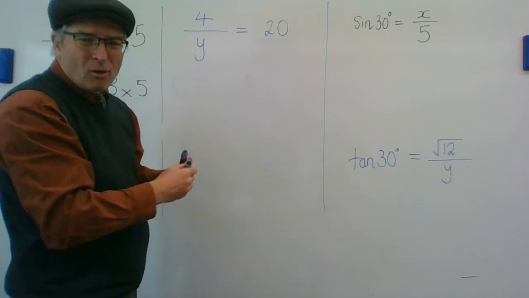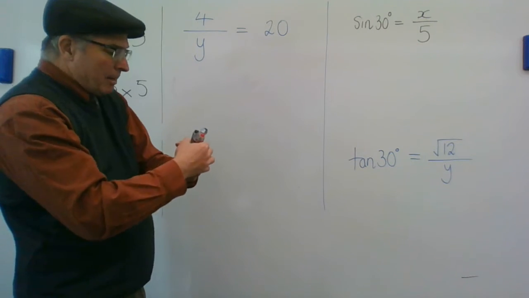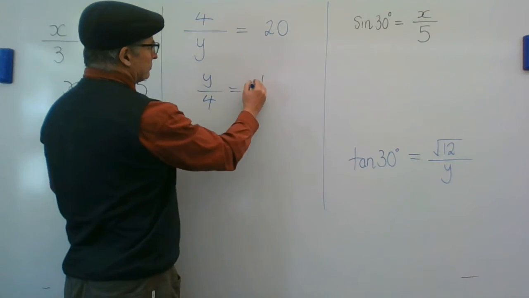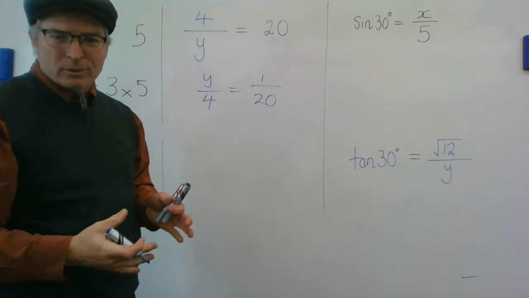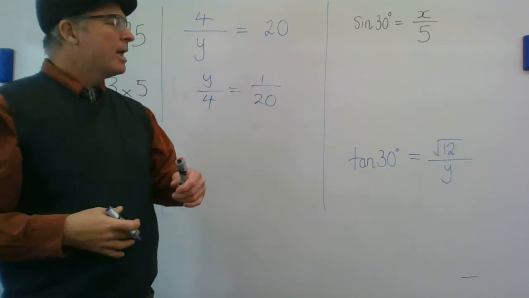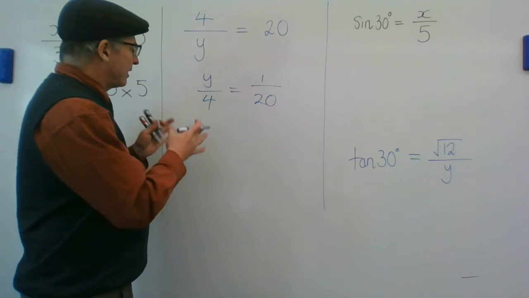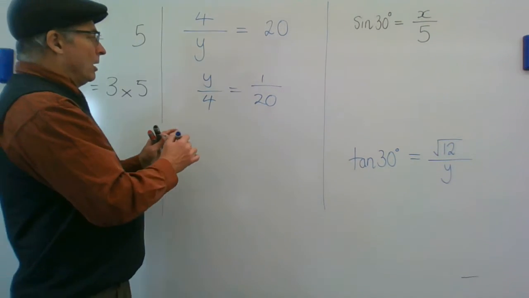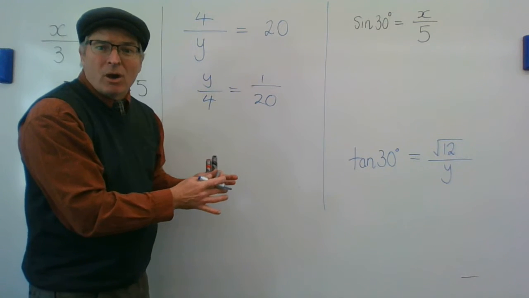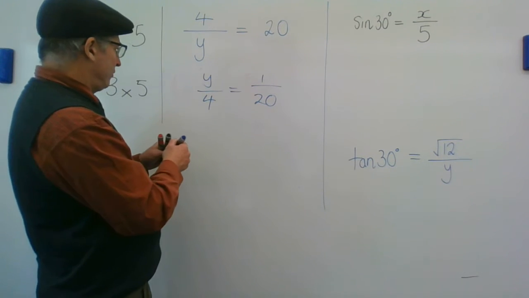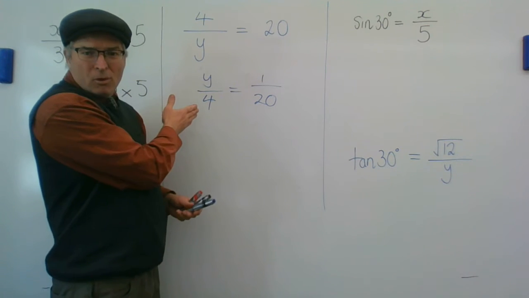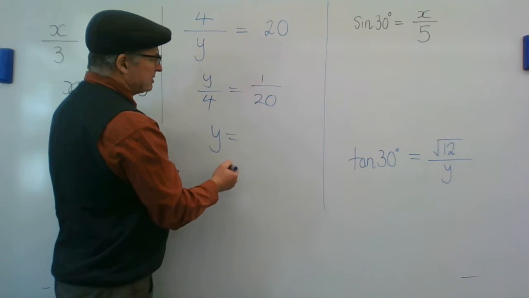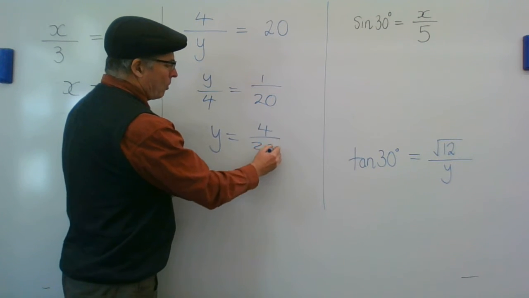Over here, we've got 4 on y equals 20. Now, some people would start by flipping. If I flip it, then y on 4 equals 1 on 20. You can only do that if it's a fraction equals a fraction. Now, the next thing I want to do is multiply both sides by 4, of course, to get y by itself. So if I times this by 4, the 4 that's timesing it and dividing it cancel each other, and I just get y. And this, if I times it by 4, I end up with 4 over 20.